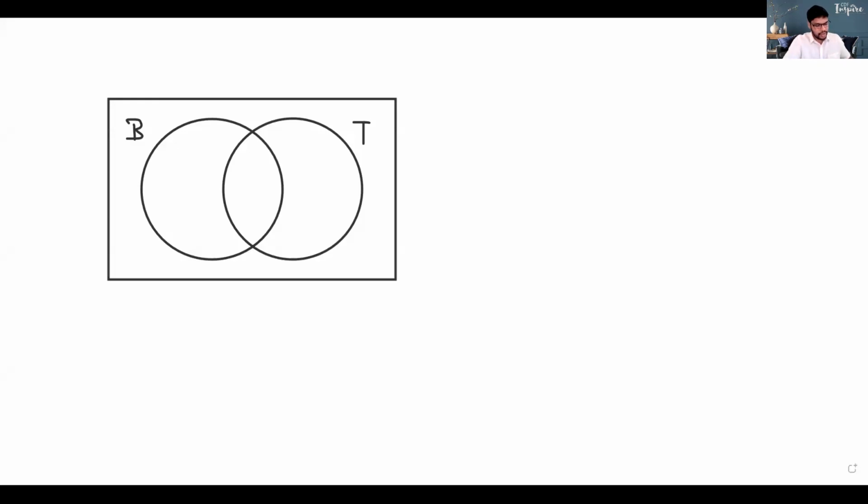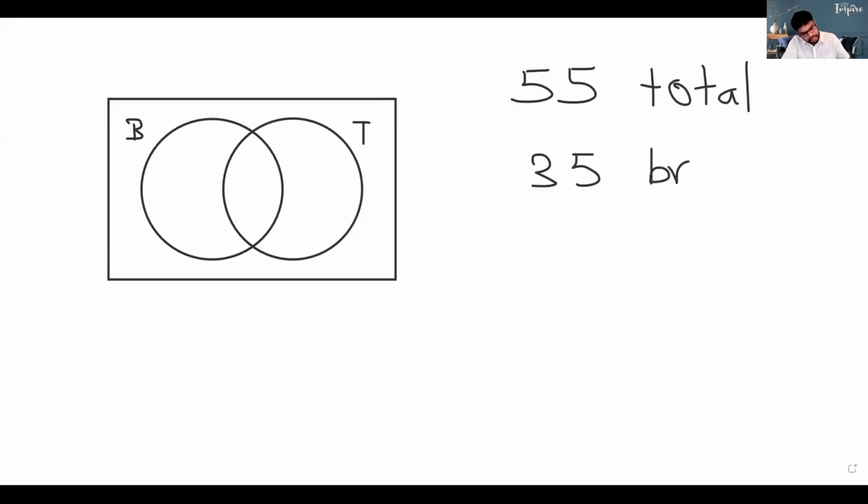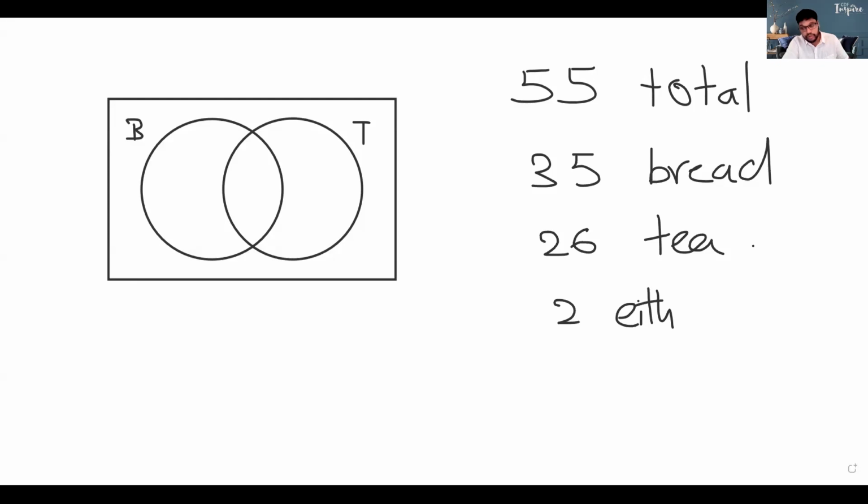Now listen carefully. The question says 55 people came to a restaurant, so the total is 55. And 35 ate bread, and 26 drank tea. And it says 2 didn't eat either. So 2 of them didn't eat bread and didn't drink tea. It should be 2 of them didn't have either.